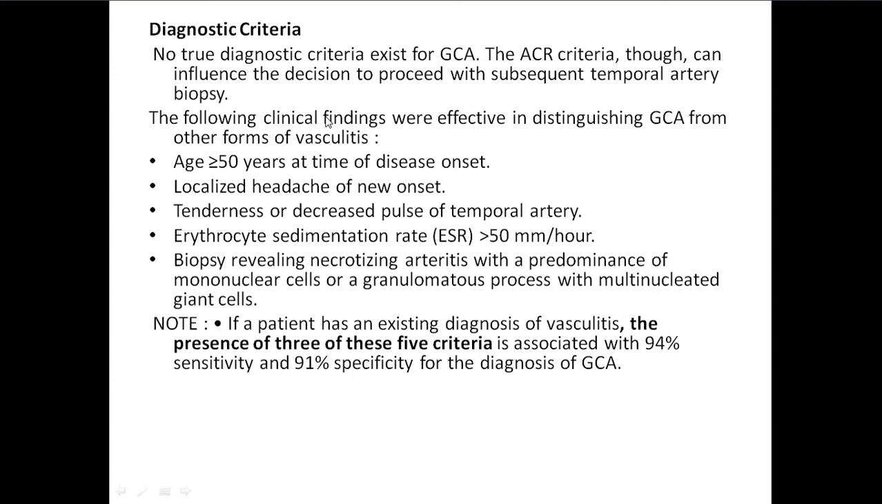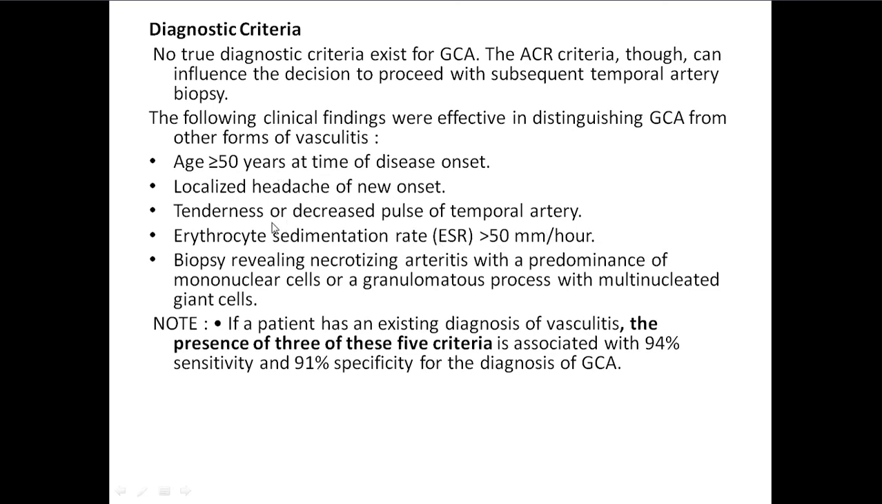So the following clinical findings were effective in distinguishing giant cell arteritis from other forms. That is, age of more than 50 years at the time of disease onset, localized headache of new onset, tenderness or decreased pulse of the temporal artery, or ESR of more than 50 mm, or a biopsy revealing necrotizing arteritis with predominance of mononuclear cells or granulomatous process. So here you can remember the necrotizing arteritis on biopsy with granulomatous disease, which we discussed previously, and another one is increased ESR.